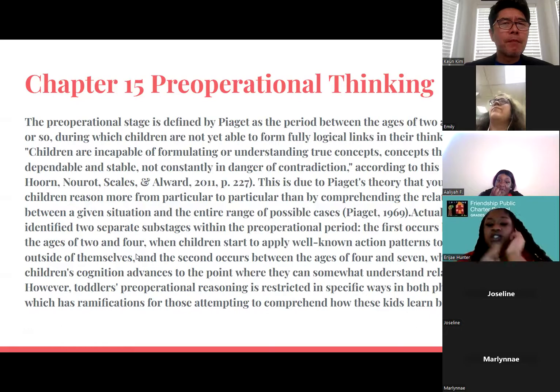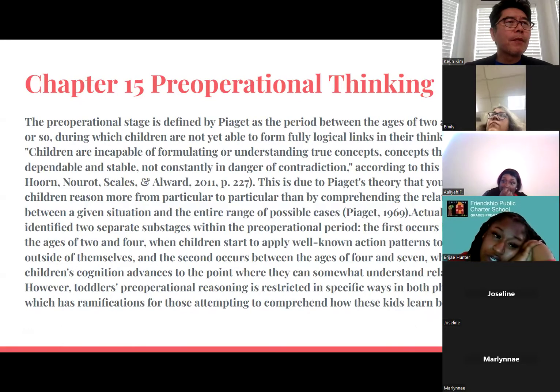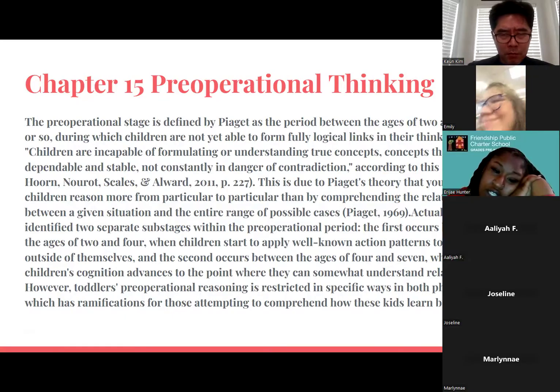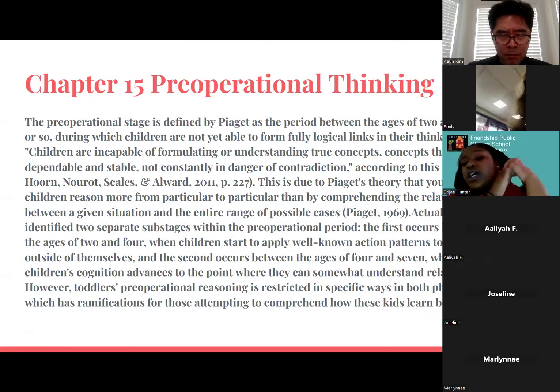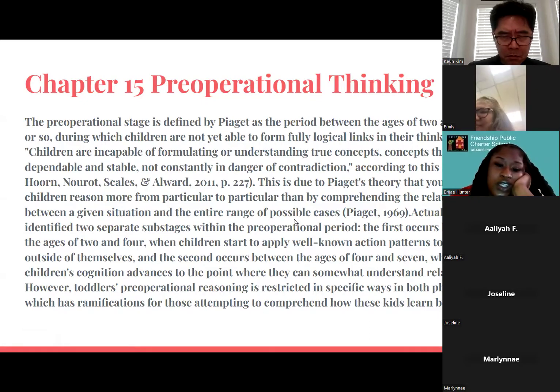Piaget identified two separate substages within the pre-operational period. The first occurs between the ages of 2 and 4, when children start to apply well-known action patterns to something outside of themselves. The second occurs between the ages of 4 and 7, when children's cognition advances to the point where they can somewhat understand relationships. However, toddlers' pre-operational reasoning is restricted in specific ways in both phases, which has ramifications for those attempting to comprehend how these kids learn best.